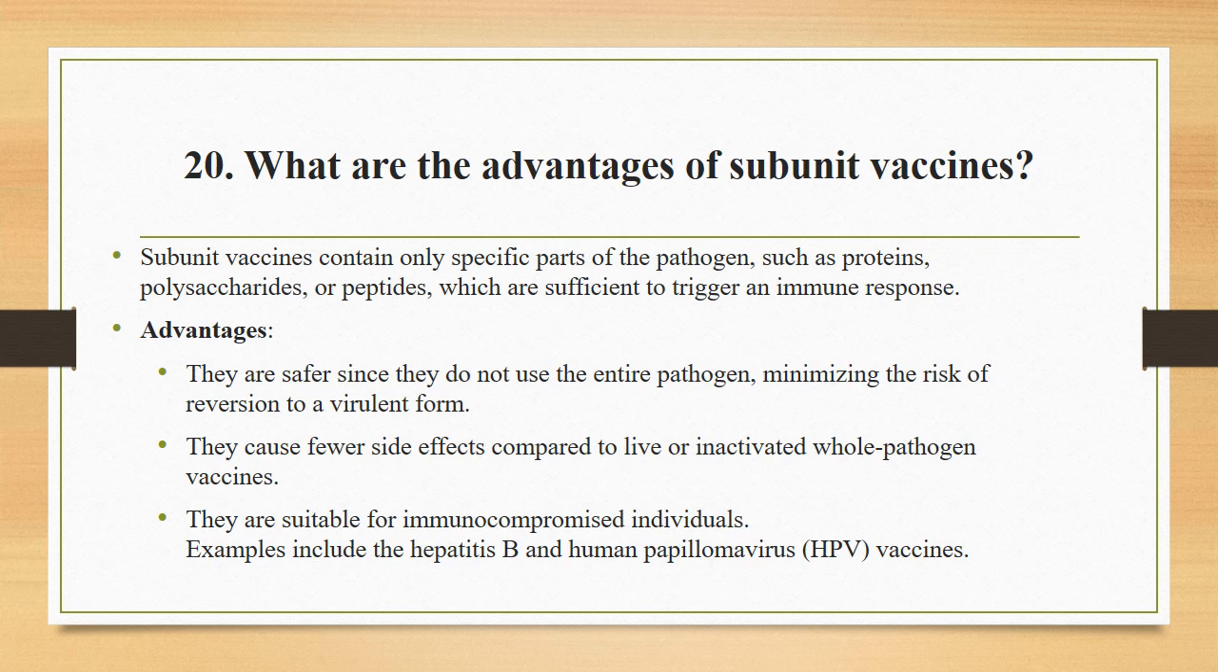They are suitable for immunocompromised individuals. Examples include hepatitis B, human papillomavirus, or HIV patients, because the body will recognize a polysaccharide, protein, or peptide more easily than a whole pathogen or inactivated whole pathogen. When many pathogens enter the body, they weaken our immunity, so it will be more difficult to recognize them.